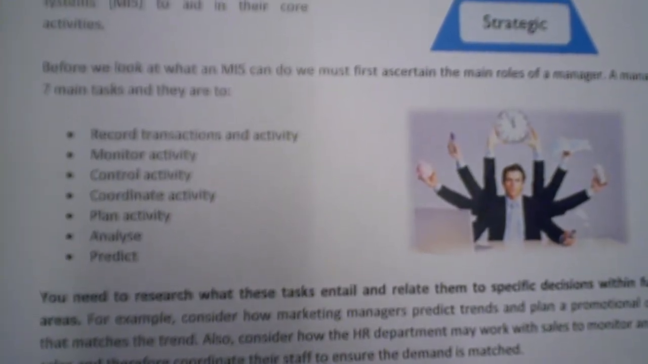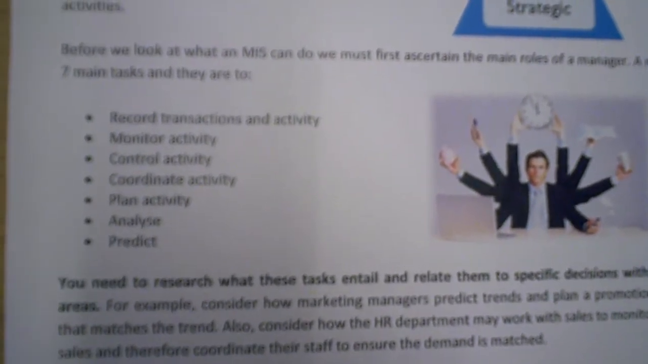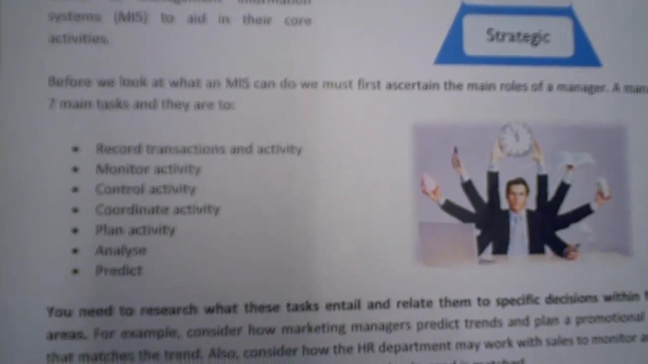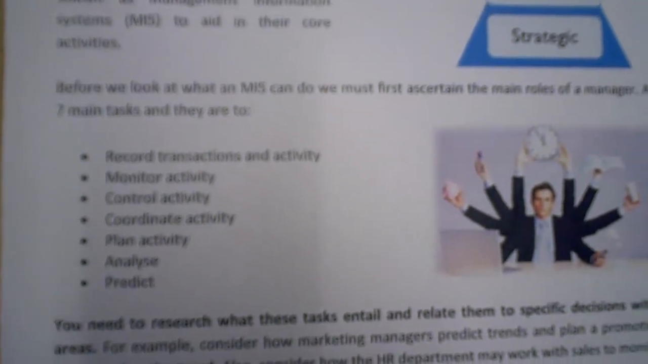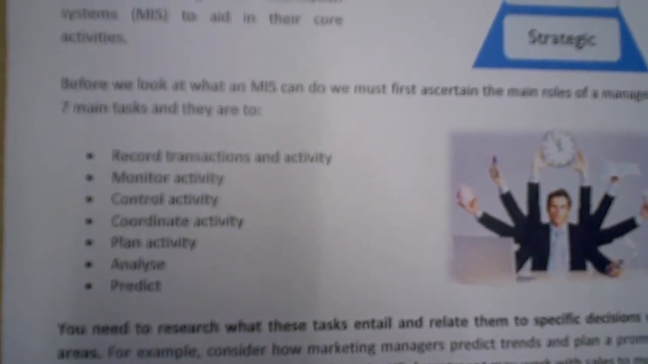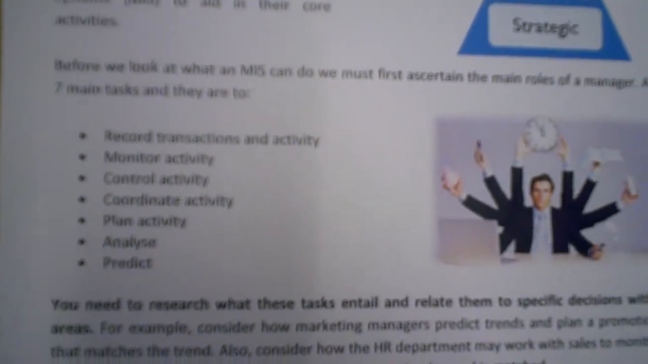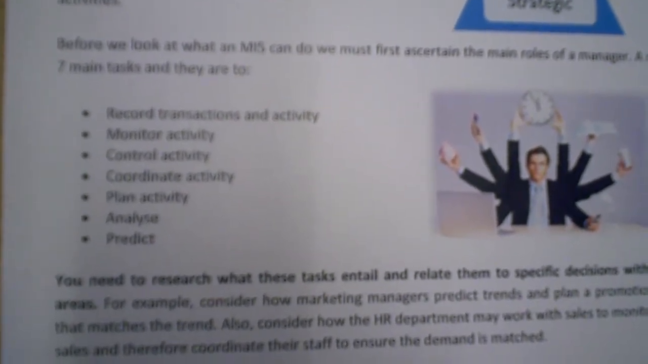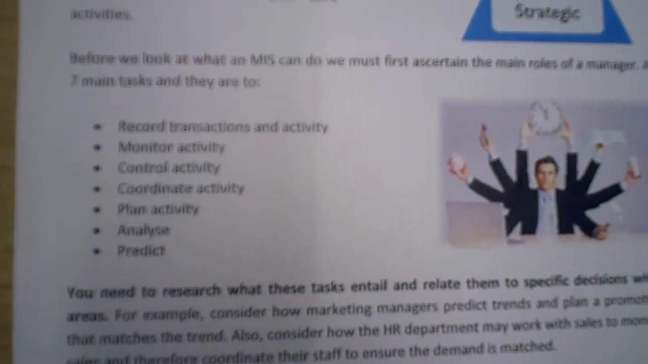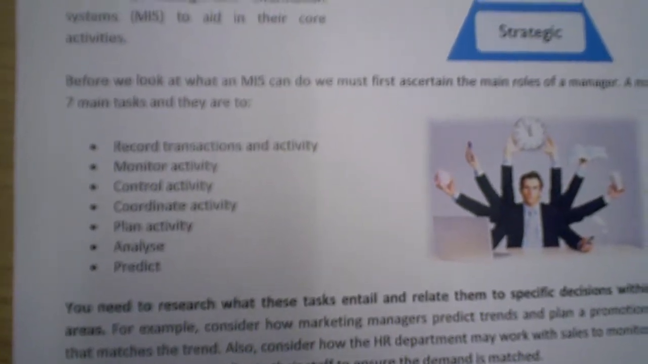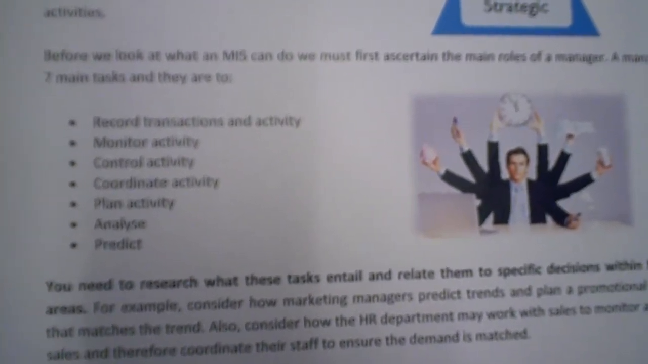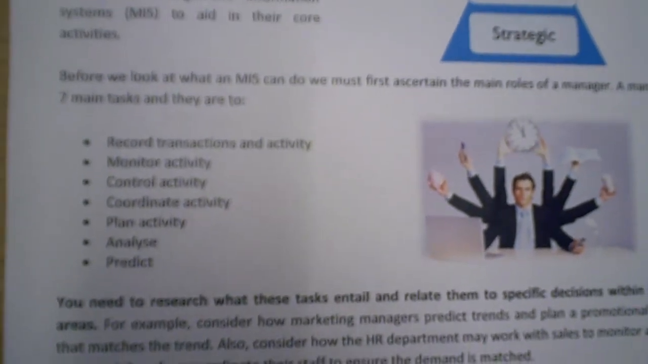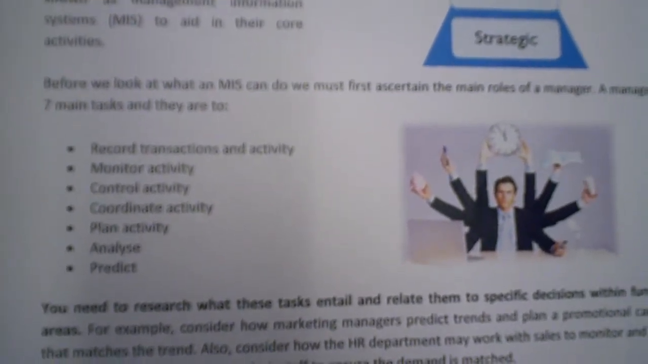Hopefully when you're reading those through, you'll see straight away that some of those definitely link with specific functional areas. So hopefully you might be thinking record transactions and activity, well, that's going to be your finance department and your sales department. Coordinate activity, well, that may be your production department because they've got to coordinate all the labour, the materials, and the machines. So that's the first thing, thinking about what those words mean and writing a sentence for each.